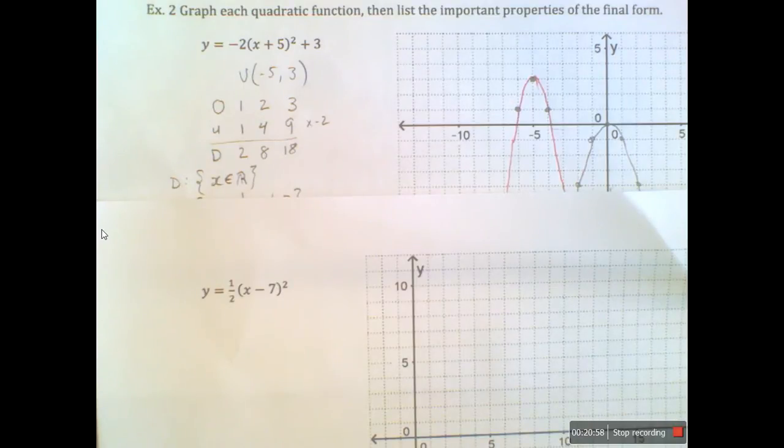So I don't go up 1 and then down 2. No, I would go up 1 in a regular parabola. For this parabola, I'm actually going to go down 2 over to down 8. That makes sense? Okay, so what's this next guy have?